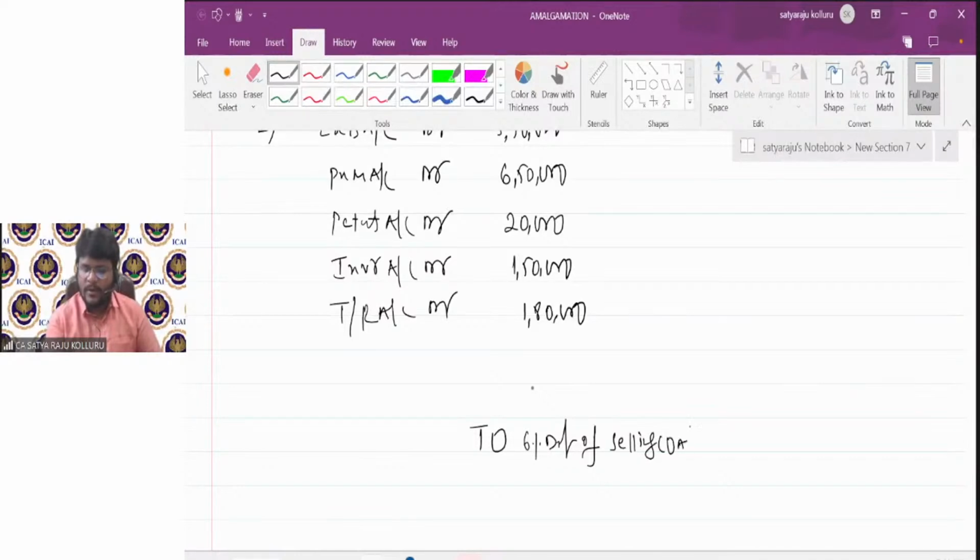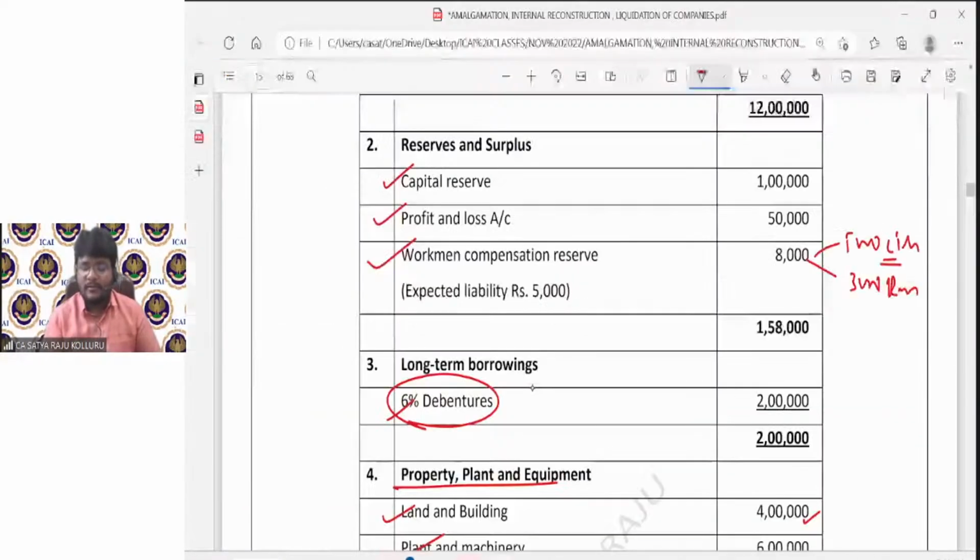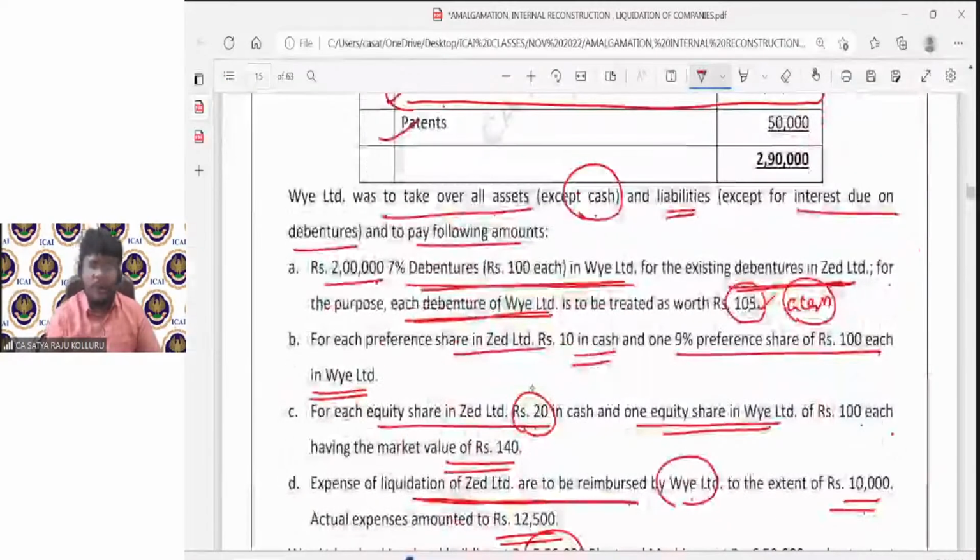This is not your company's debentures. That's why you need to mention 6% debentures of selling company. At which value are we acquiring? It was clearly given in point number A: 2 lakhs face value, 7% debentures in Y Limited. In Y Limited means in the purchasing company, for the existing debentures in Z Limited, the existing debentures of the selling company. For the purpose, each debenture of Y Limited is to be treated as worth 105 rupees.